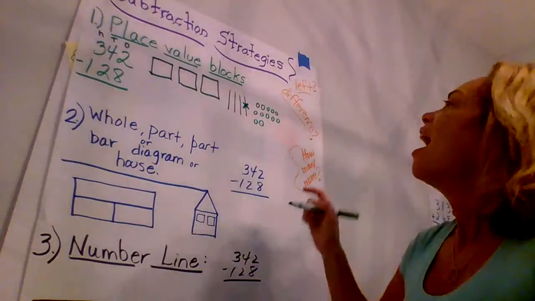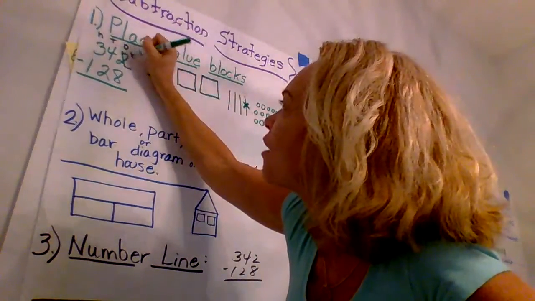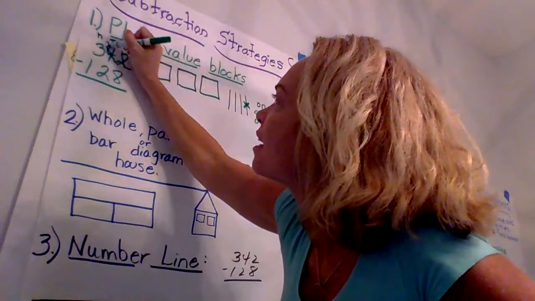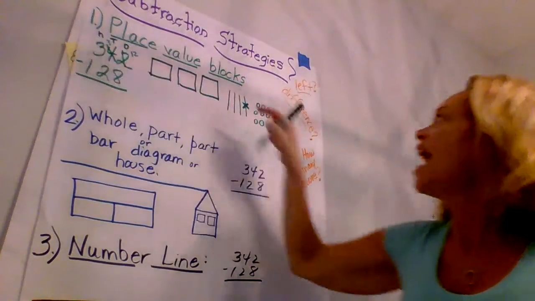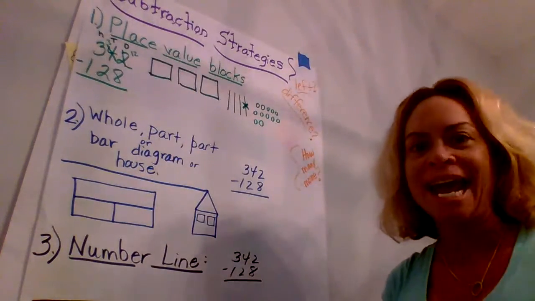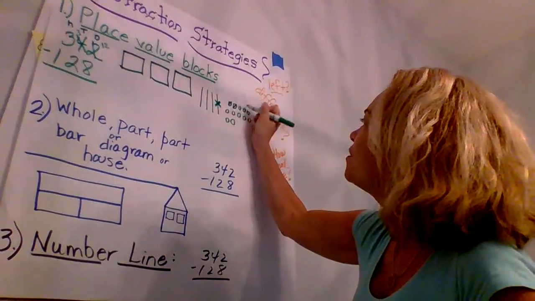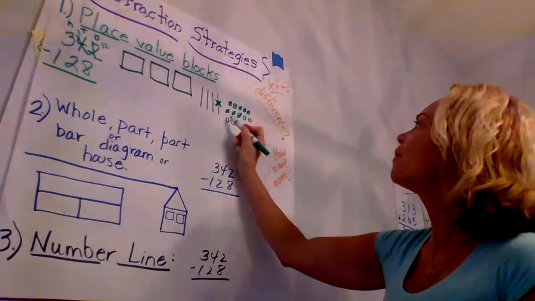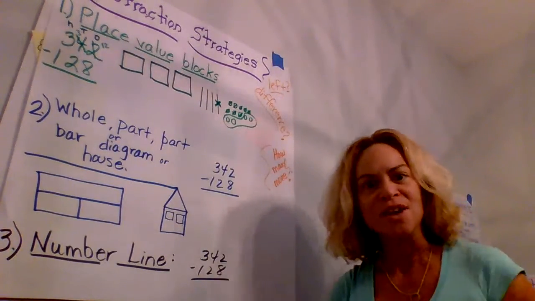So this becomes 12. Now we have 12, right? This becomes 1 less. Now I have 3 tens left, that's correct, and I have 12 ones. Now I can take away 8. Okay, watch me. 1, 2, 3, 4, 5, 6, 7, 8. How many do I have left? That's right, 4.